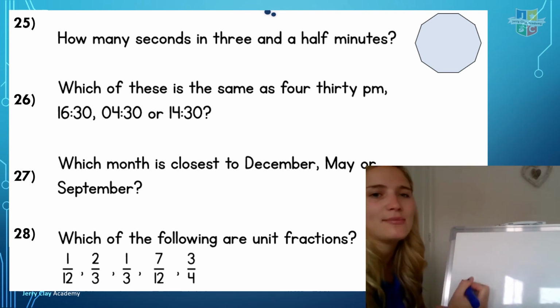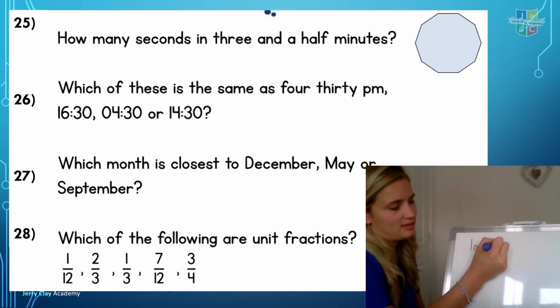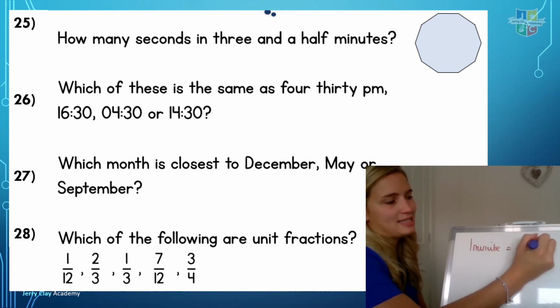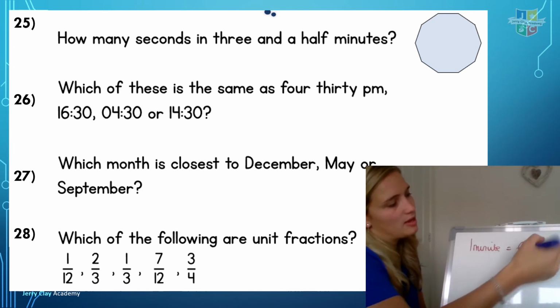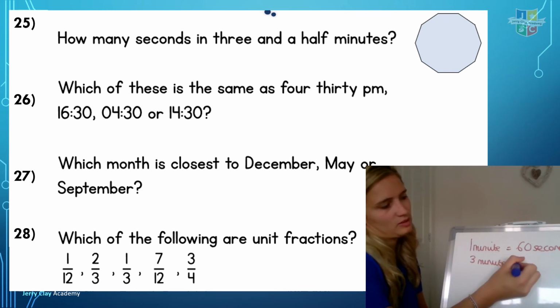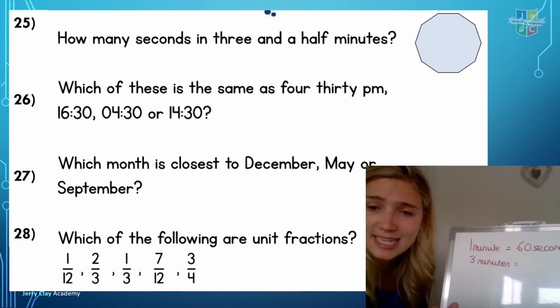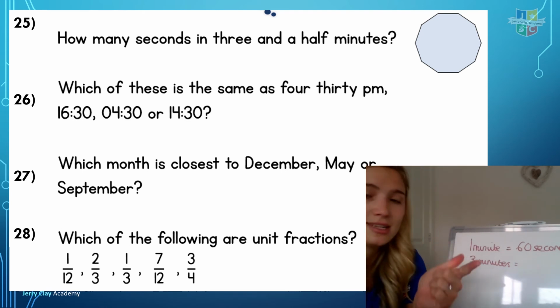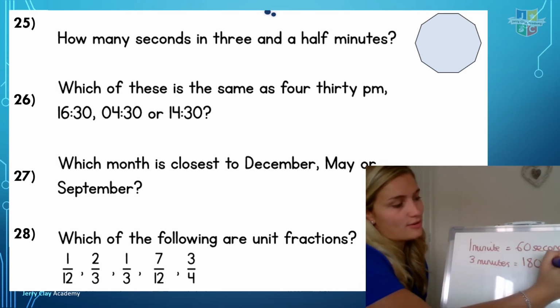Okay, I want to know how many seconds are in 3.5 minutes. Well, in 1 minute, I know that there are 60 seconds. So in 3 minutes, I want to do 3 lots of 60. Take off your 0, 3 times 6 first of all, 3, 6, 9, 12, 15, 18, and then put on your 0 on the end.